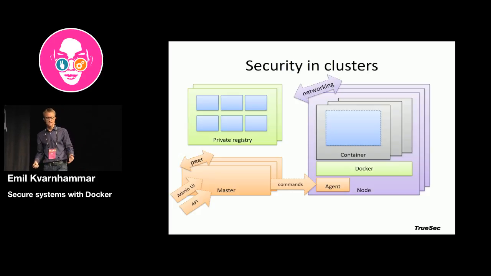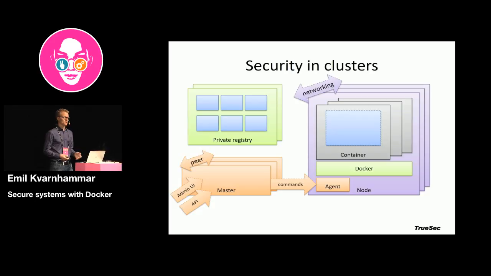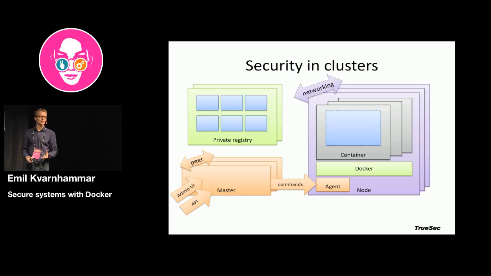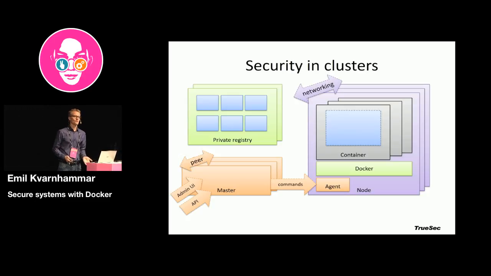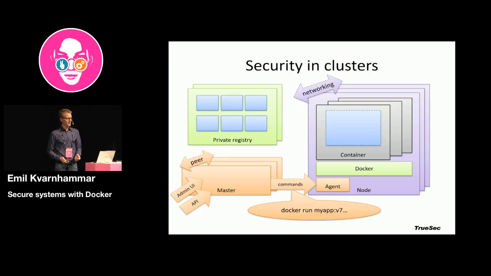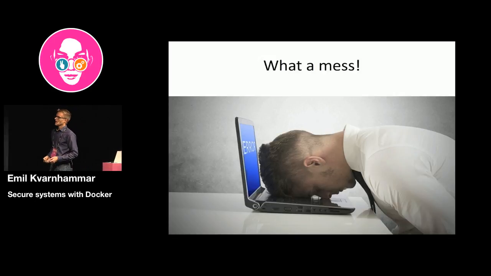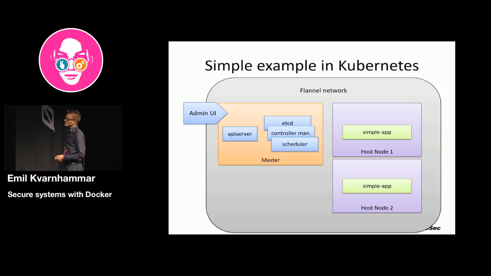If you're using Mesos, then it might be Marathon. If you're using Kubernetes, then it's the Kubernetes dashboard. You might have an API server that's accessible from the outside. And commands are being sent to some kind of agent in the host nodes. So again, this is another smorgasbord for an attacker. What a mess.